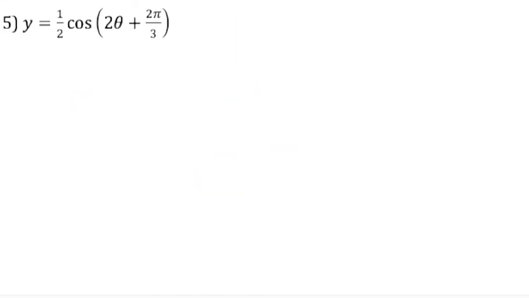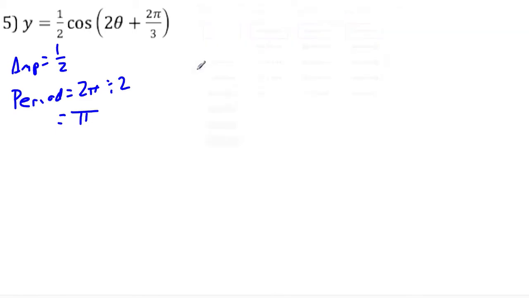Okay, number 5. Again, the amplitude here, well, this time is positive, so it's 1 half. The period is 2 pi divided by b. So this is 2 pi divided by 2, since 2 is multiplying by theta. So the period is actually just going to equal pi. Interesting. And so I start with my original values, 0, pi over 2, pi, 3 pi over 2, and 2 pi. And so what we do now, if I'm adding 2 pi over 3, I subtract 2 pi over 3.